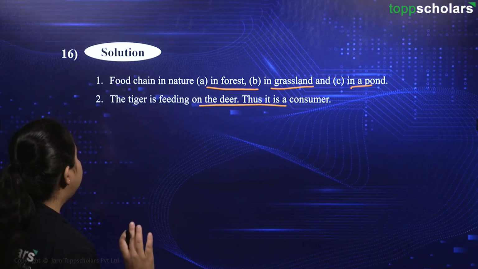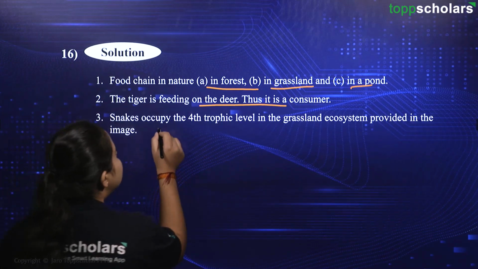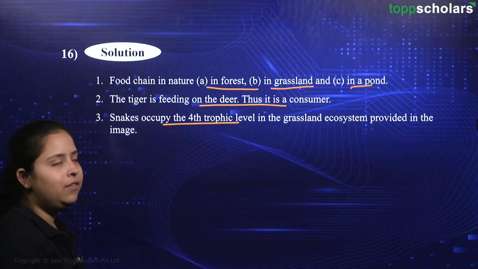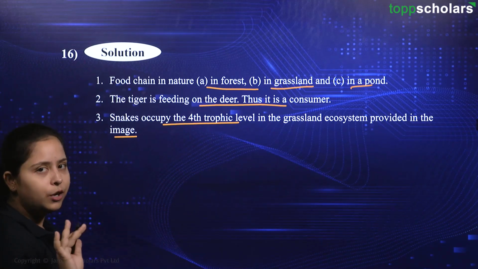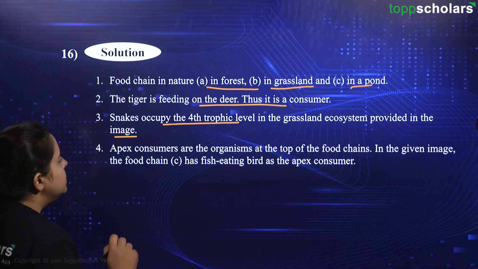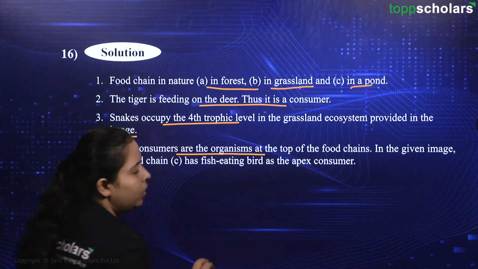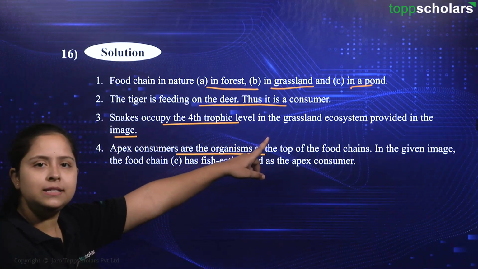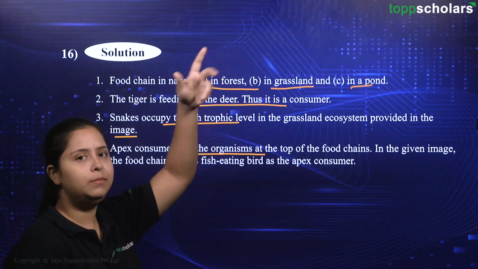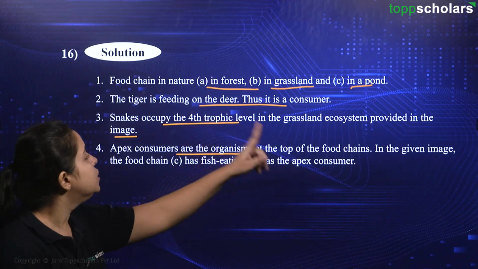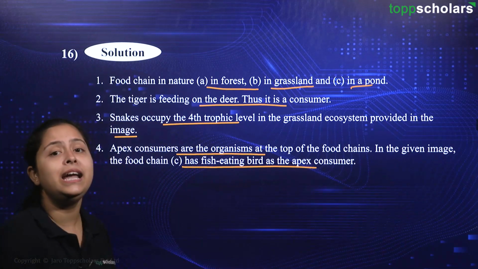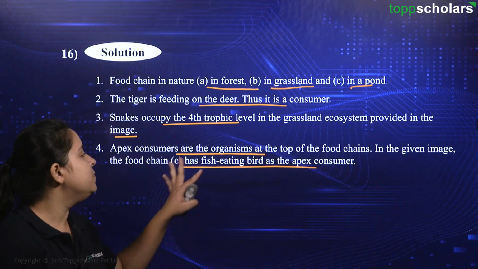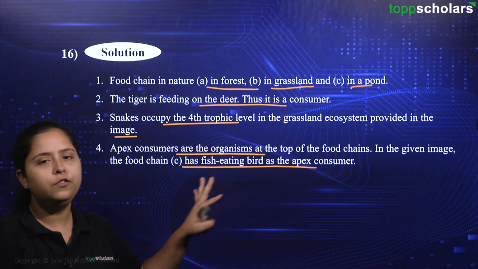Going ahead with the second part, the tiger is feeding on the deer, hence it is a consumer. Alright. Going for the third part, snakes occupy the fourth trophic level in the grassland ecosystem provided in the image. Okay. And going for the fourth answer, apex consumers are the organisms at the top of the food chains, and at the top we have seen that bird was present. So in the given image, the food chain C has fish eating bird as the apex consumer. So here friends, we have identified the apex consumer in the food chain C.